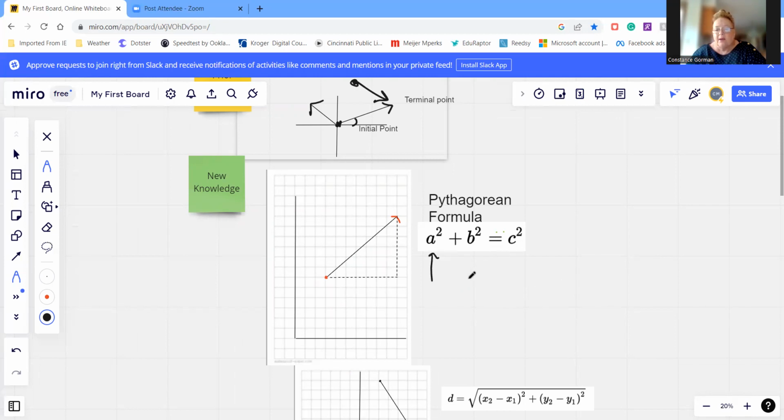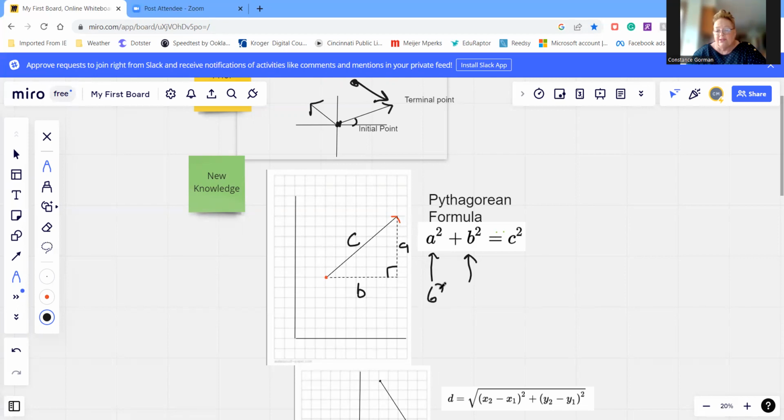Remember, A and B represent the legs of the right triangle. So a triangle has a 90-degree angle, and the legs are here. Here's A, here's B, and C is the hypotenuse. Remember that the hypotenuse is always opposite the 90-degree angle. So to calculate the magnitude of this vector, which is represented by C, all we have to do is determine the length of A, and we can count the blocks. So 1, 2, 3, 4, 5, 6. So A represents 6.